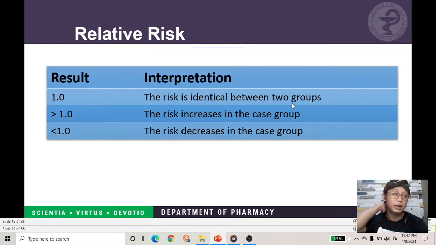So it means that those who are exposed to the exposure develop the outcome just similar as those who are in the control group, or those who are unexposed. If the relative risk is more than 1, then the risk for developing an outcome increases, or is larger in the case group rather than the control group. That's also for if the relative risk is less than 1, then the risk for developing an outcome decreases in the case group.